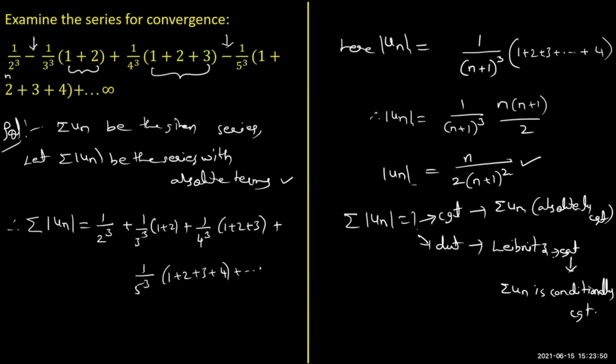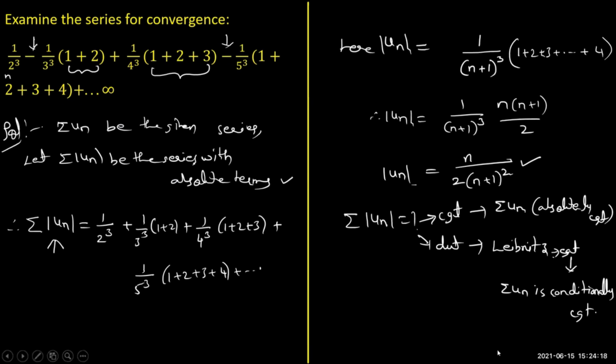Right? So like this, we can identify a suitable test and then use it. When it is an alternating series, we should always take summation mod un, and using any of those three tests, we'll first identify whether it is convergent or divergent. After identifying that, we'll decide whether it is absolutely convergent or conditionally convergent. Right? So this is what we do in the case of an alternating series.